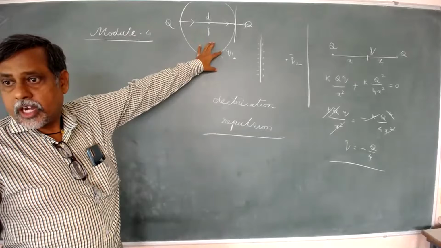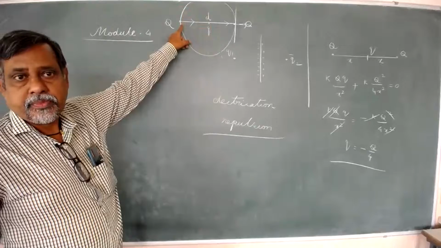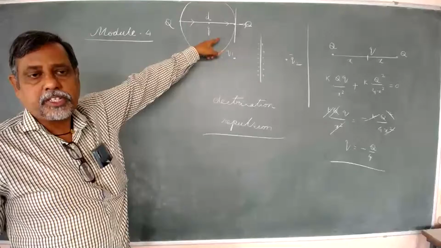But fine, because the potential is the work done. And if you take the charge, work done in moving the charge, so the electric surface will be zero. So this potential will be zero. So option C is correct.